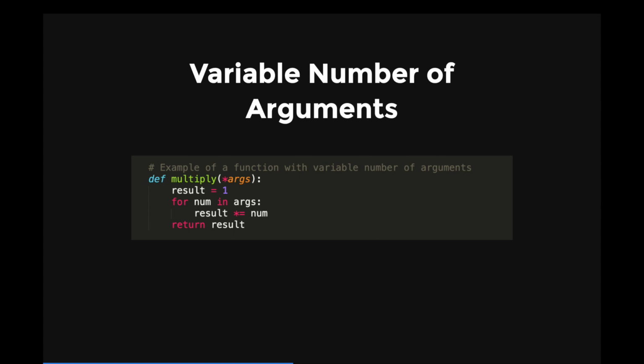Variable number of arguments. Python allows you to define functions that accept a variable number of arguments using special syntax. So in this case, you can see here the multiply function can accept any number of arguments, which are accessible within the function body as a tuple named args.